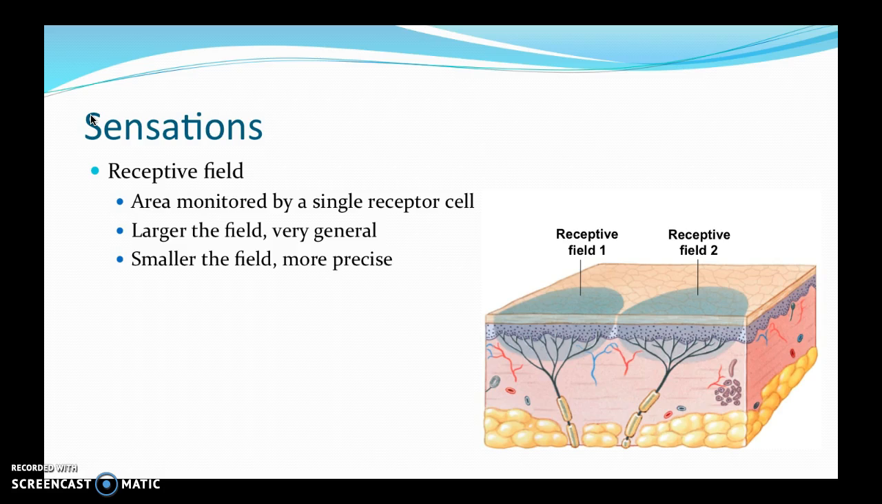This image is showing what is called the receptive field, or the area monitored by a single receptor cell. If the receptive field is large, then the sensation is very general. If the receptive field is small, the sensation is more precise.